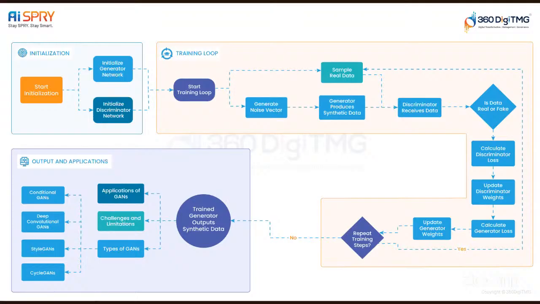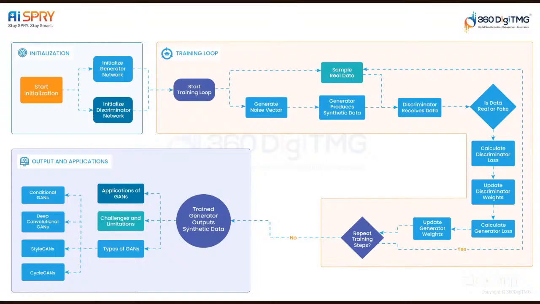If it misclassified fake data as real, the loss will be very high. When the discriminator misclassifies the generator's fake data as real data, the discriminator loss will be higher.